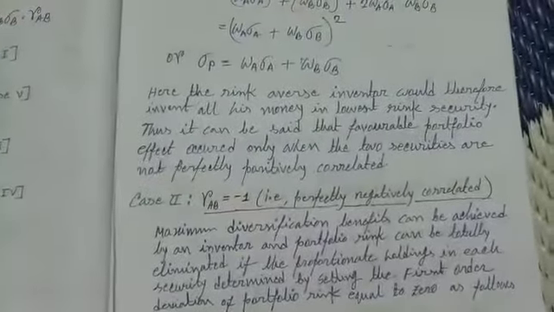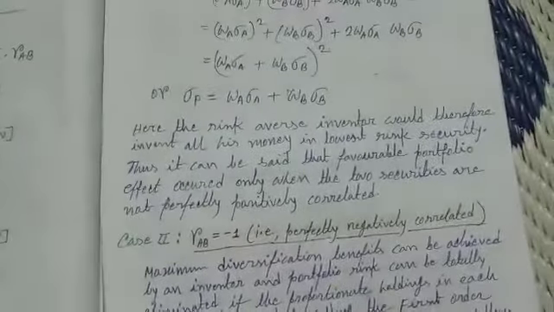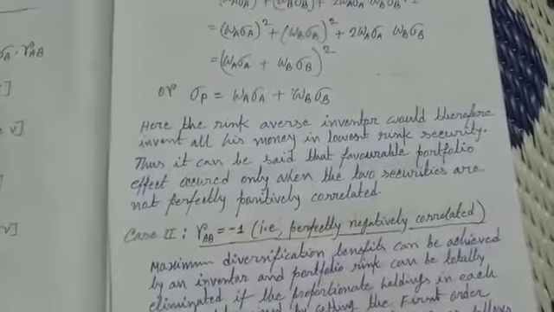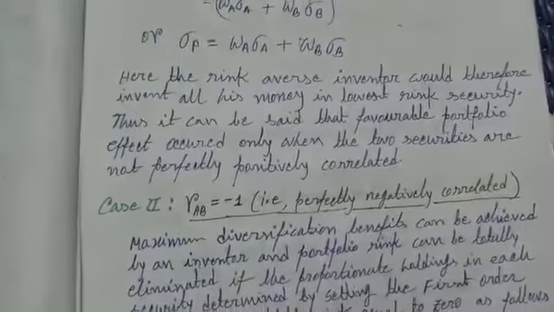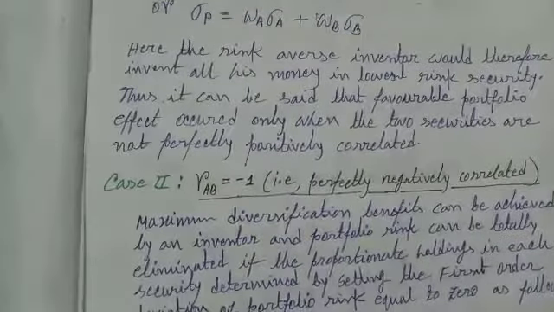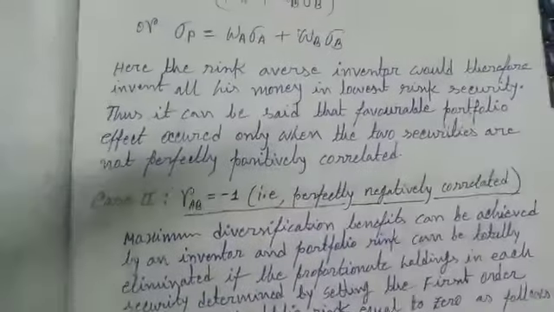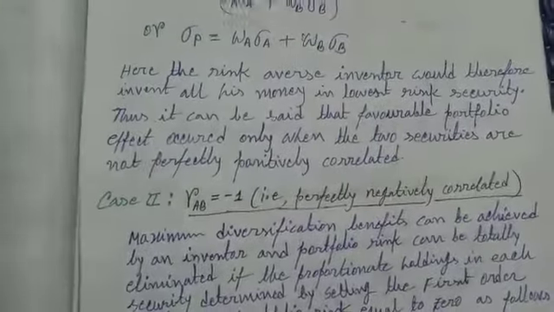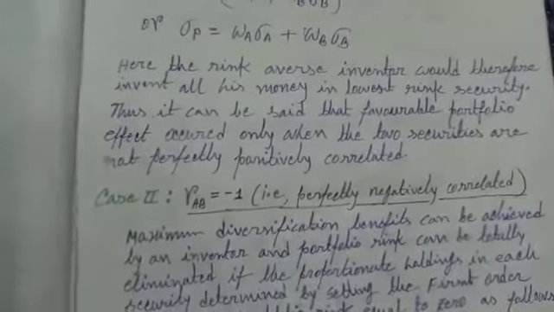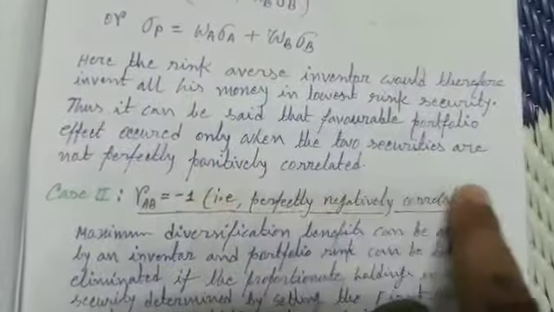The second case is that RAB equal to -1. We discussed earlier the two extreme points of the correlation coefficient. Correlation coefficient varies from -1 to +1. So there are two extreme points of correlation coefficient, +1 and -1. So another extreme point of the correlation coefficient between two stocks is RAB equal to -1. That means here the securities are perfectly negatively correlated.